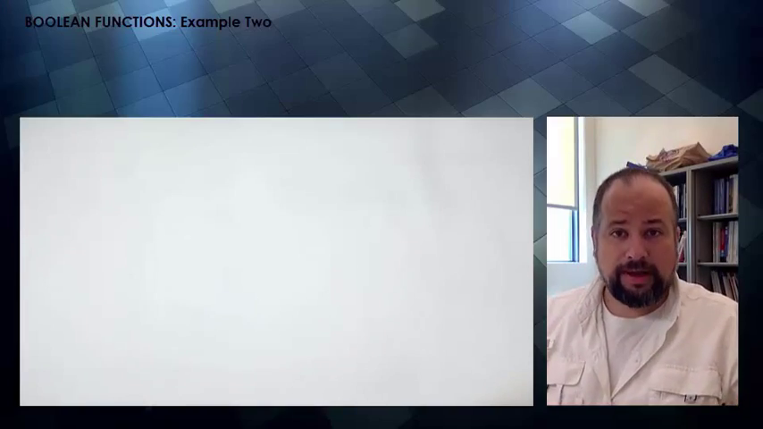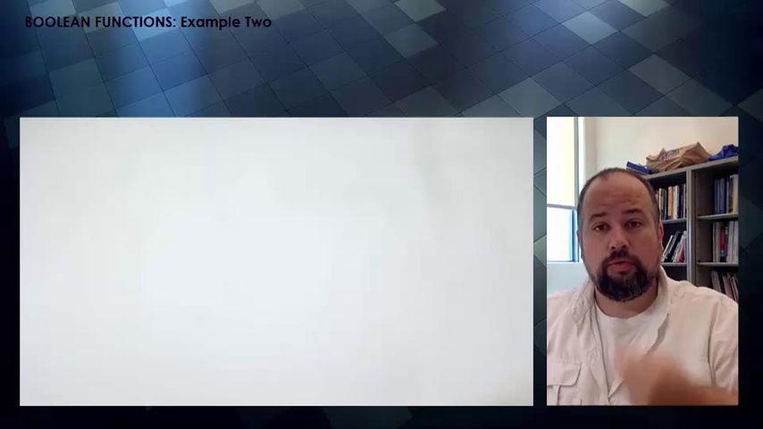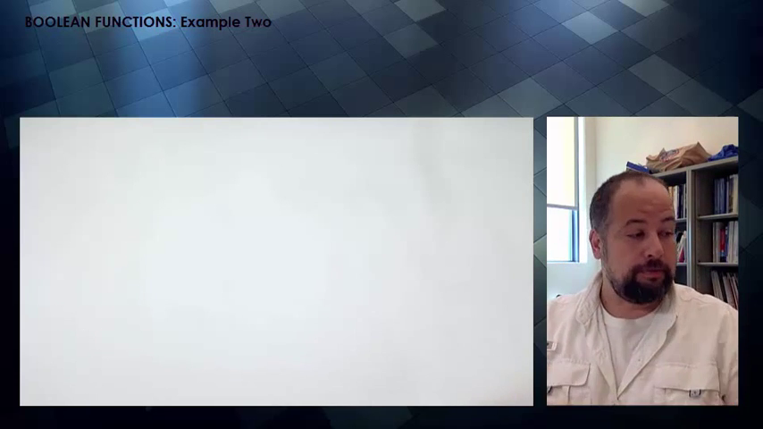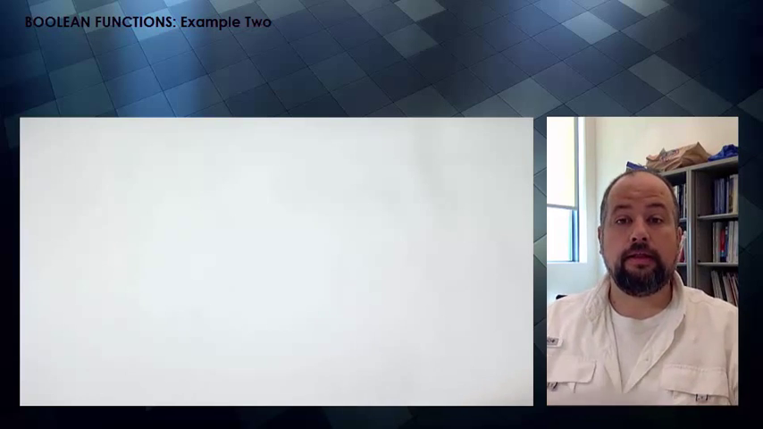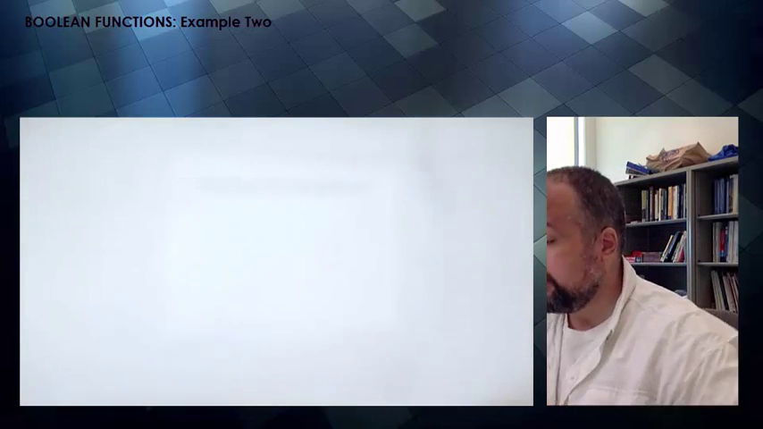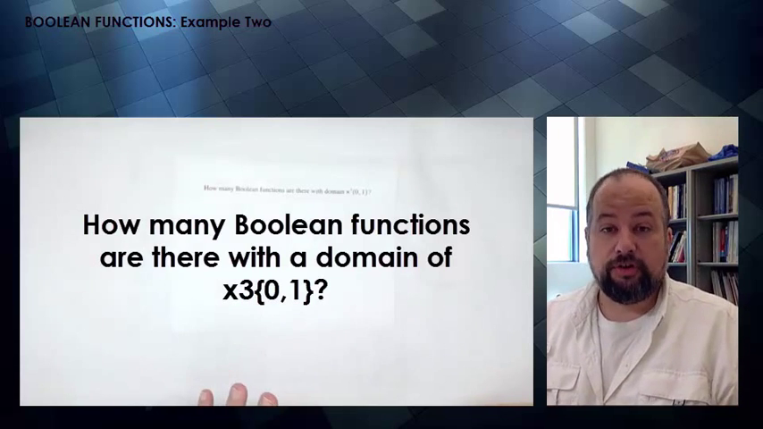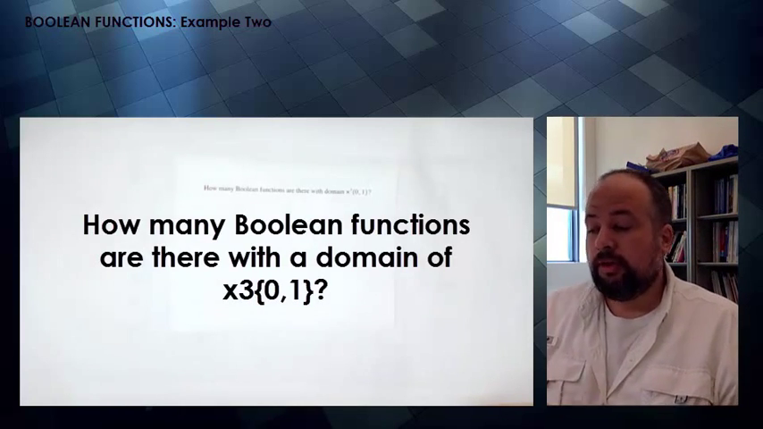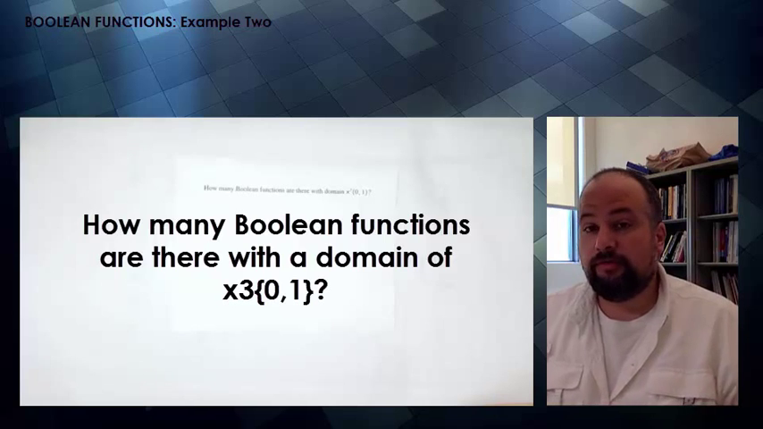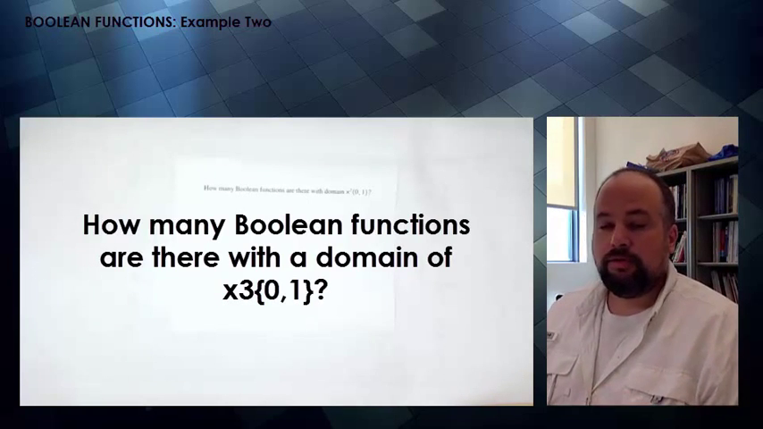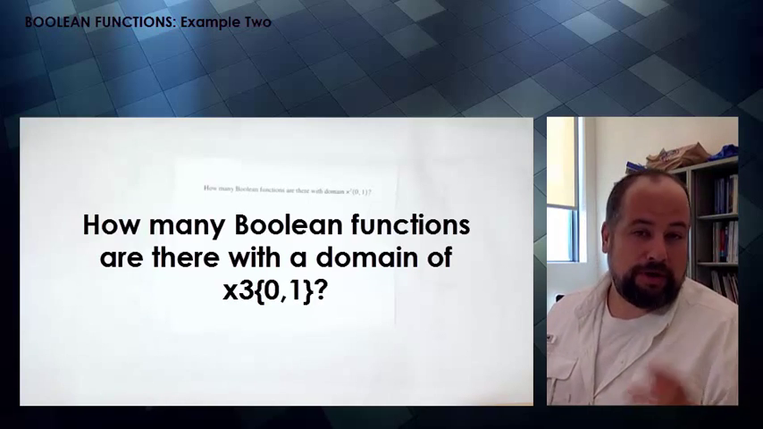Okay, so we are taking a look at example 2 from the Boolean functions section of the book. And the main question that we're looking at is how many Boolean functions are there with a domain of X to the 3, where X is the set {0, 1}, the Boolean set.